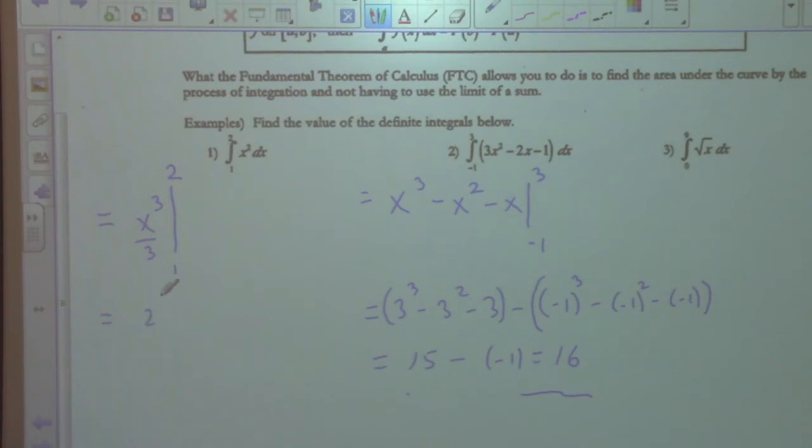So you get 2 to the 3rd power over 3, and you subtract out 1 to the 3rd power over 3. So that's going to be 2 to the 3rd power, that's 8/3 minus 1/3, equals 7/3. So is that right? Yes, that's what I got.